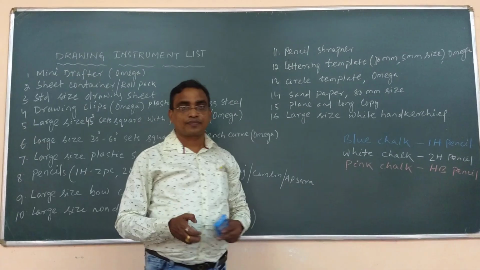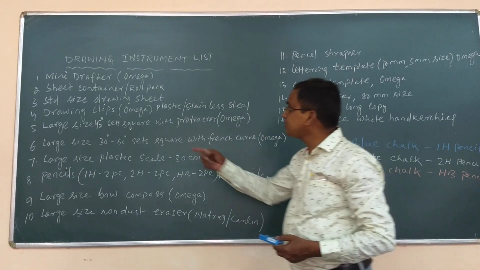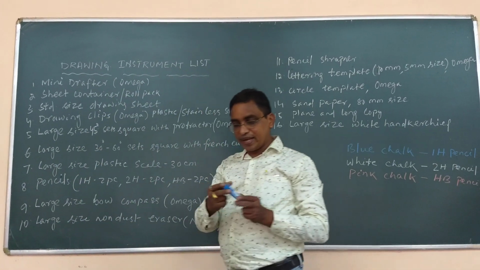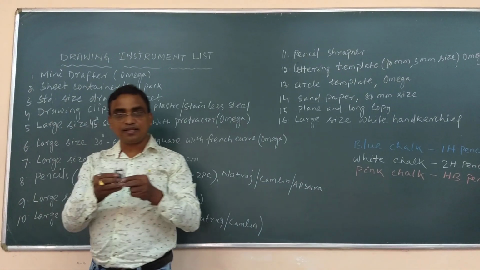Then next, the fourth one is your drawing kit, company Omega. In a packet, 4 drawing clips are available. It may be stainless steel or plastic.